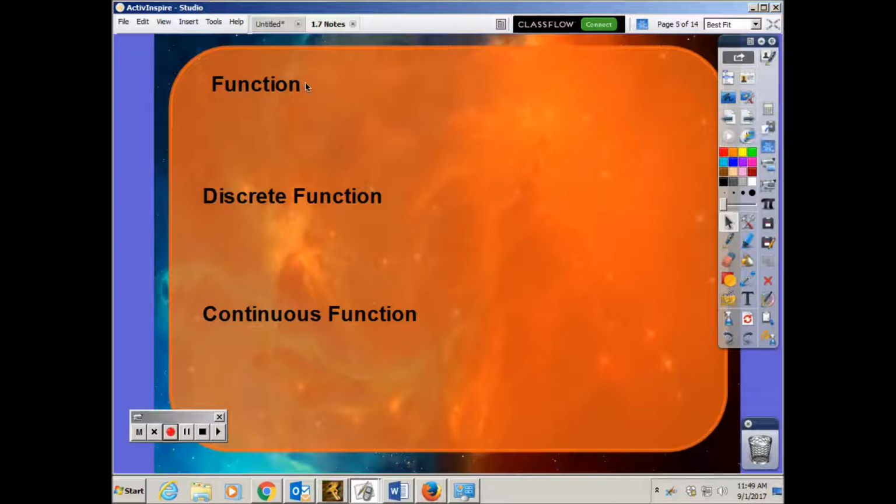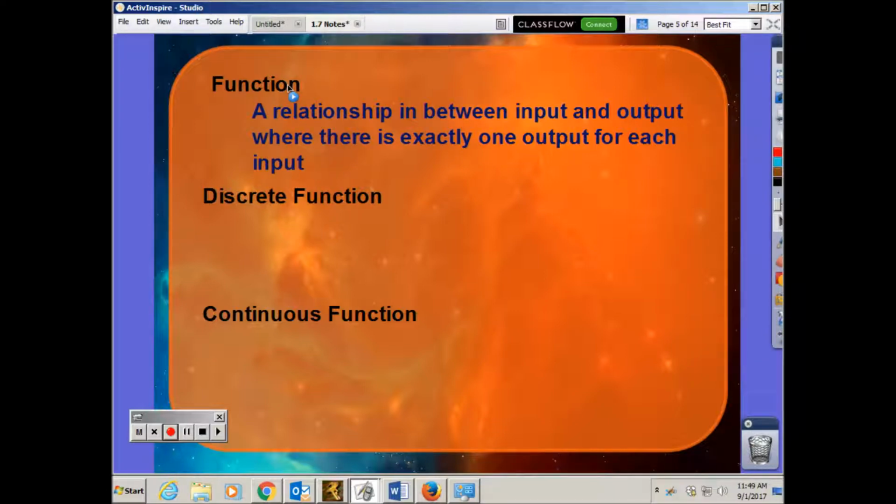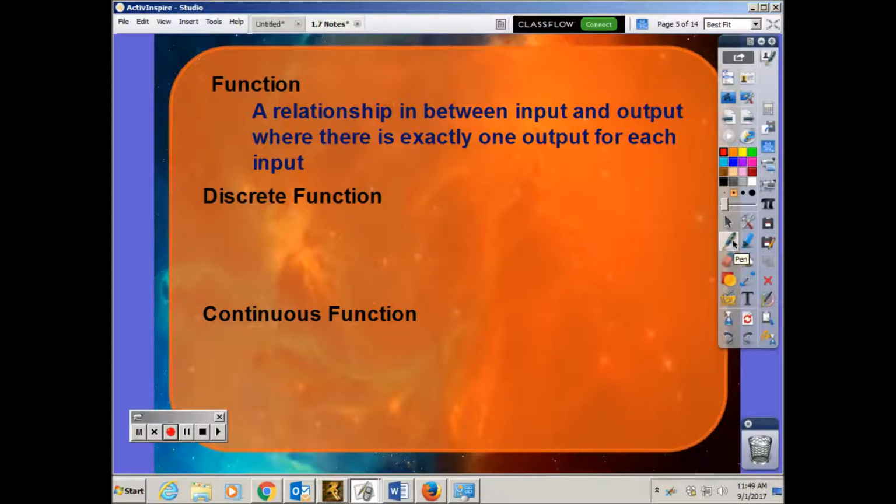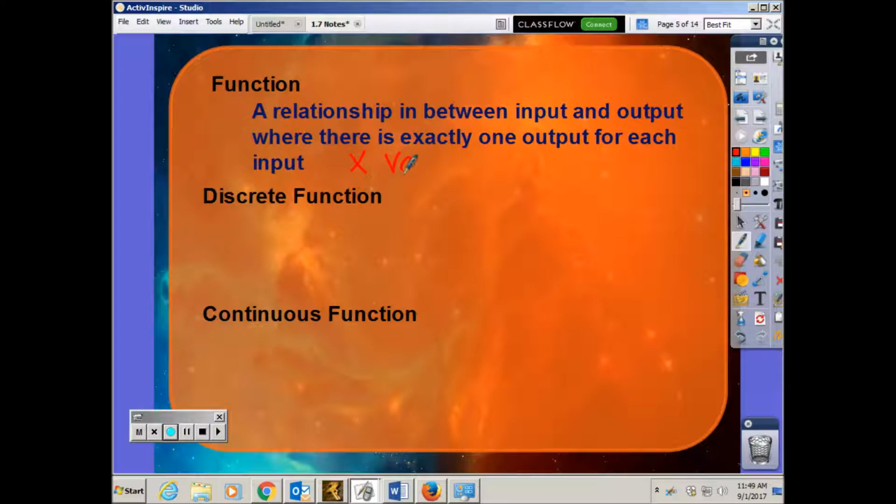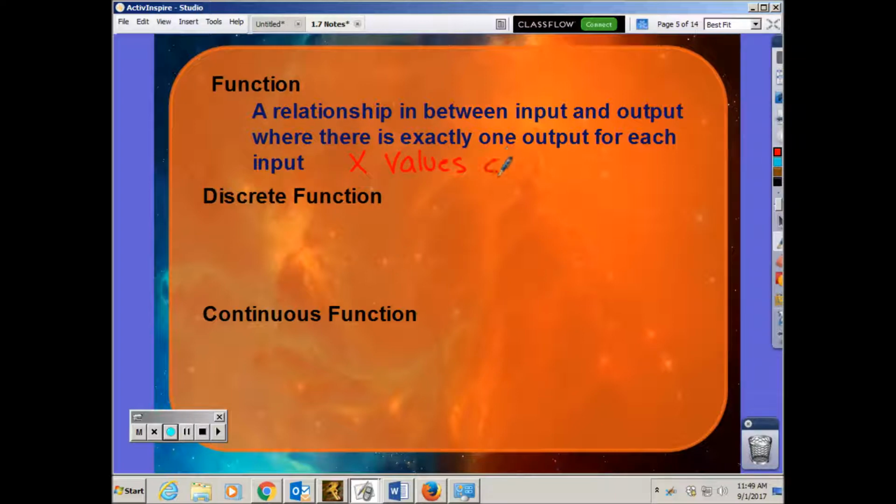Okay, for vocabulary, and I'm just going to put these up here. A function is basically a relationship between an input and an output where there is exactly one output for each input. The only thing I will add here, because it will be helpful in a minute, is that my x values cannot repeat. I'm going to refer to this a lot. In a function, the x values cannot repeat.